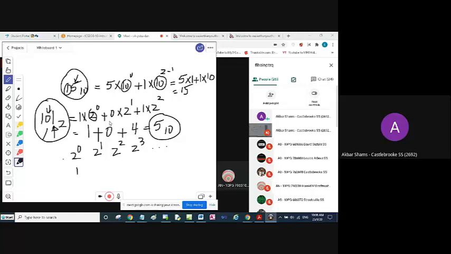What is 2 exponent 1? It's 2. Any number exponent 1 is the same number. What is 2 exponent 2? 4. Do you see the pattern here? You double, multiply by 2. So the next one is 8.